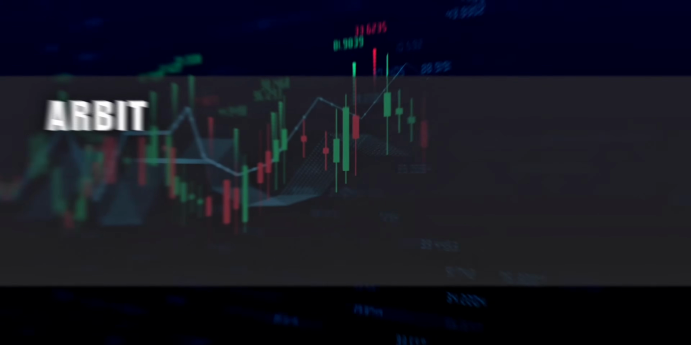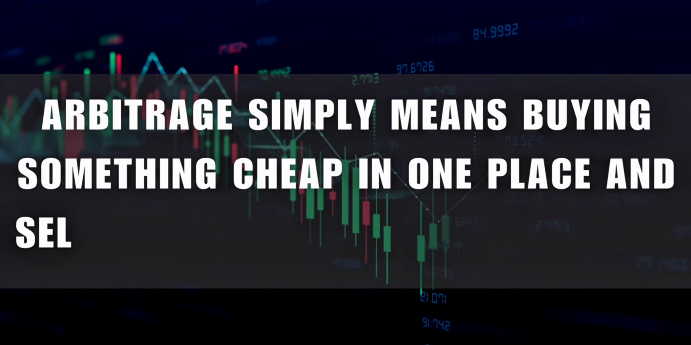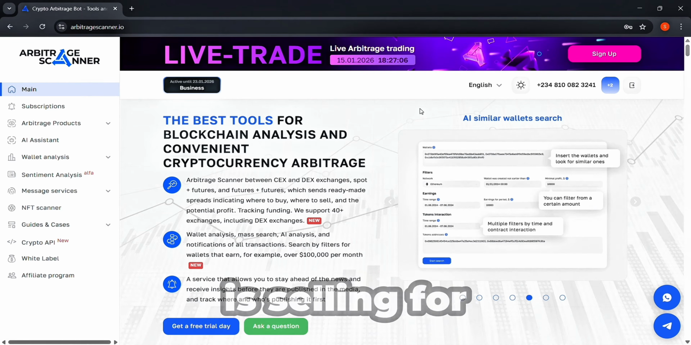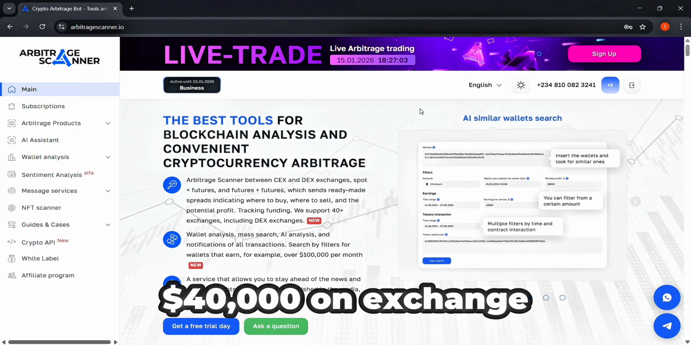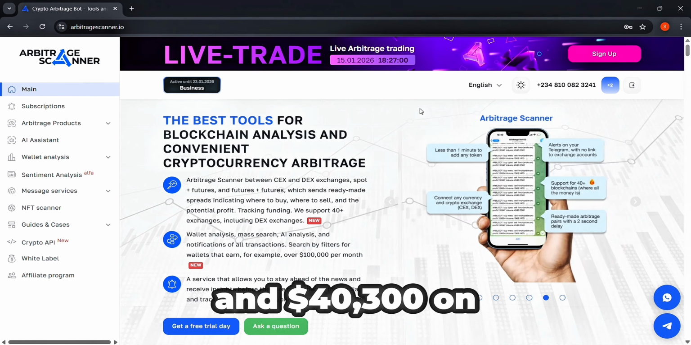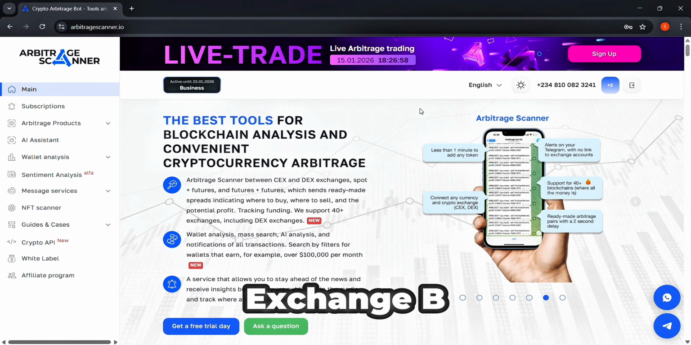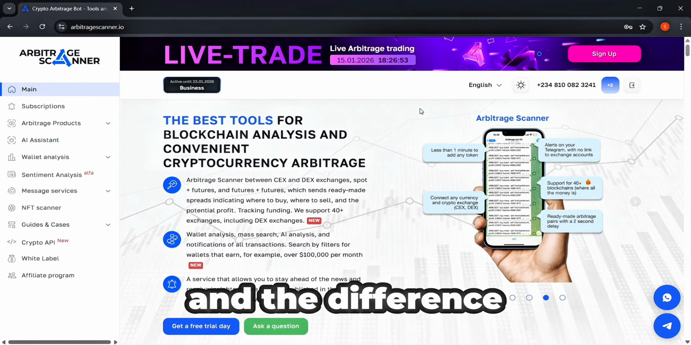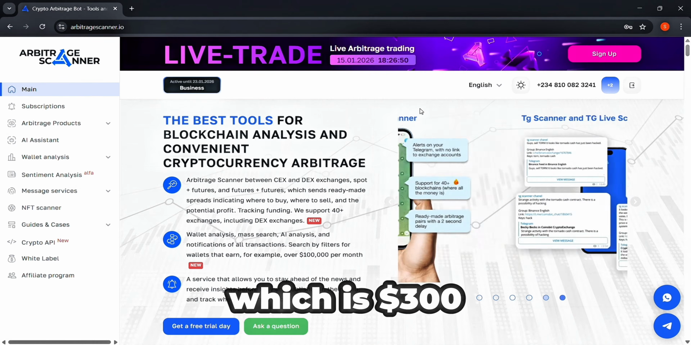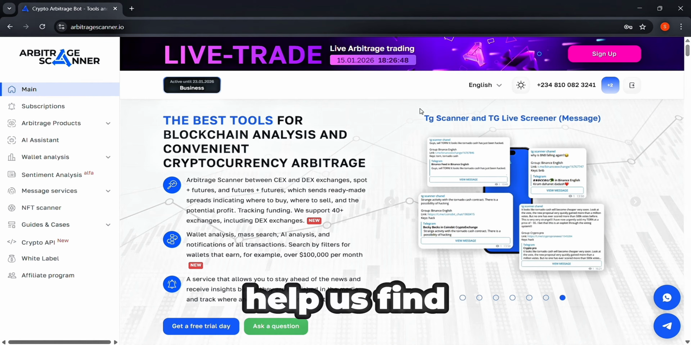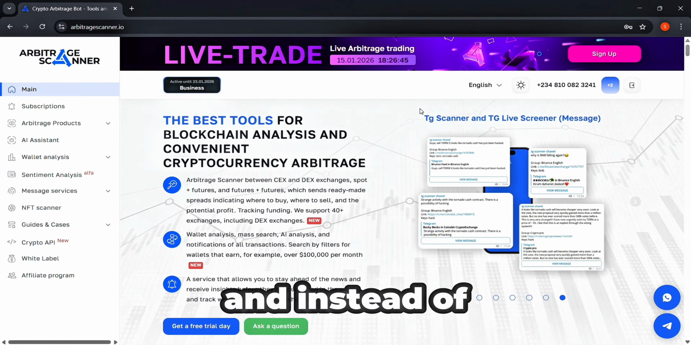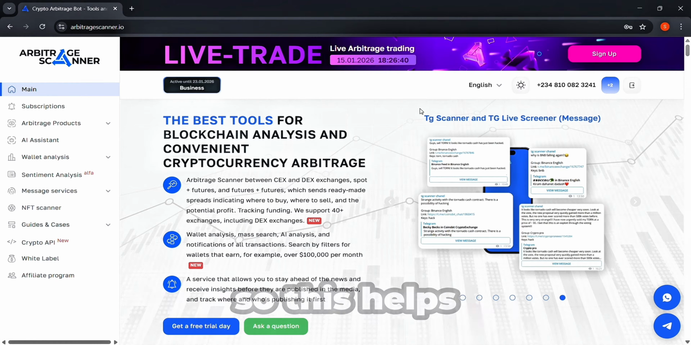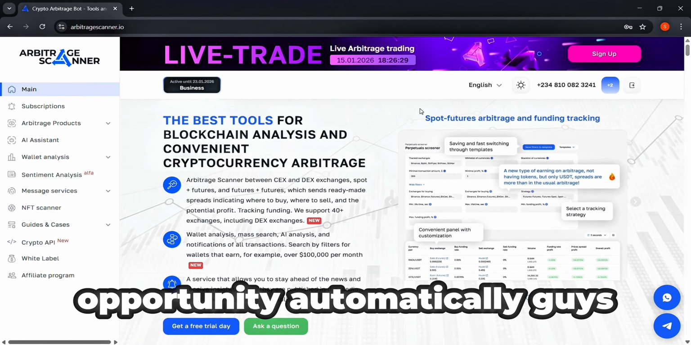So what is arbitrage? Arbitrage simply means buying something cheap in one place and selling it higher in another place. Let's say, for example, if Bitcoin is selling for $40,000 on exchange A and $40,300 on exchange B, we can buy it from exchange A and sell it at exchange B, and the difference is our profit, which is $300. So arbitrage scanners help us find this opportunity automatically, instead of us searching manually here and there for arbitrage opportunity.